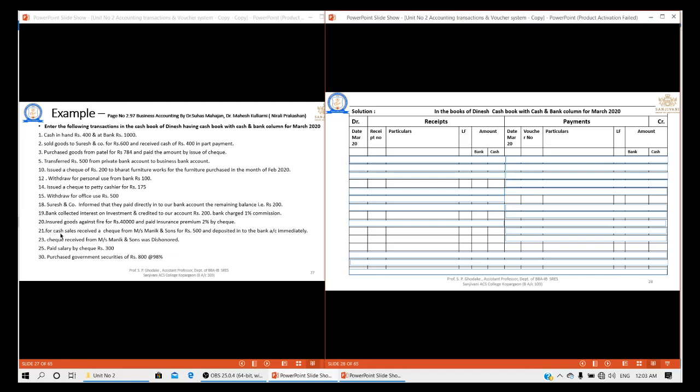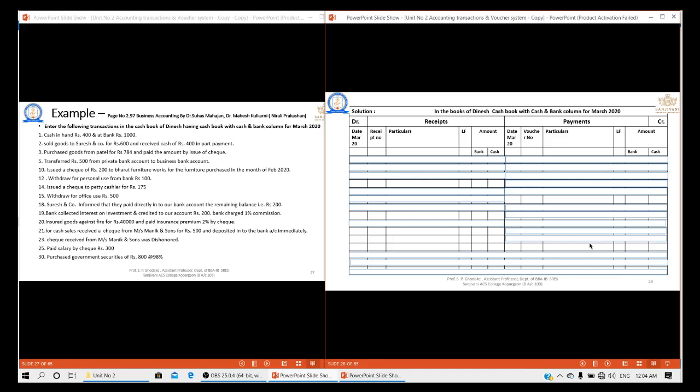Then on 21st, for cash sales, received a cheque from Messrs. Manik and Sons for rupees 500 and deposited in the bank account immediately. On 23rd, the cheque received from Messrs. Manik and Sons was dishonored. On 25th, paid salary by cheque rupees 300. And on 13th, purchased government securities of rupees 800 at 98%. So for this numerical, how to prepare the two column cash book? So here is the solution.